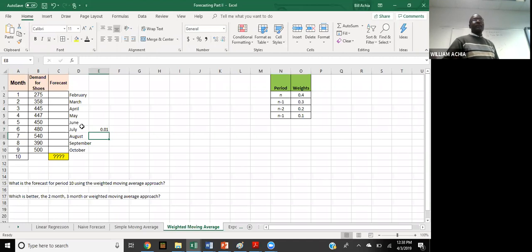And then as we get closer to that time period that we think sales are going to be slightly higher, you start assigning greater weights, maybe 0.2, September, maybe 0.3, and October, maybe 0.4, something like that, okay? Your weights have to sum up to one.